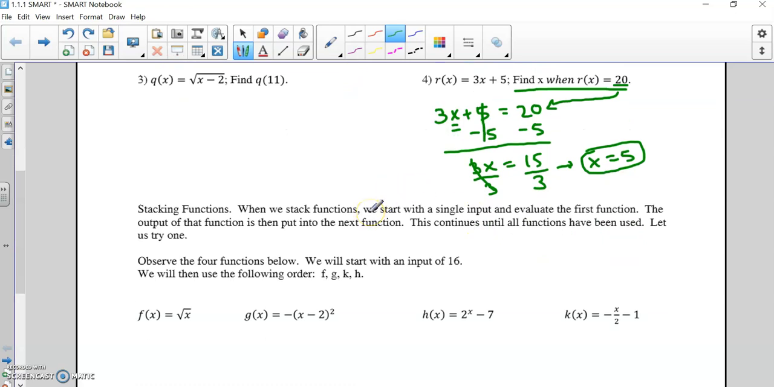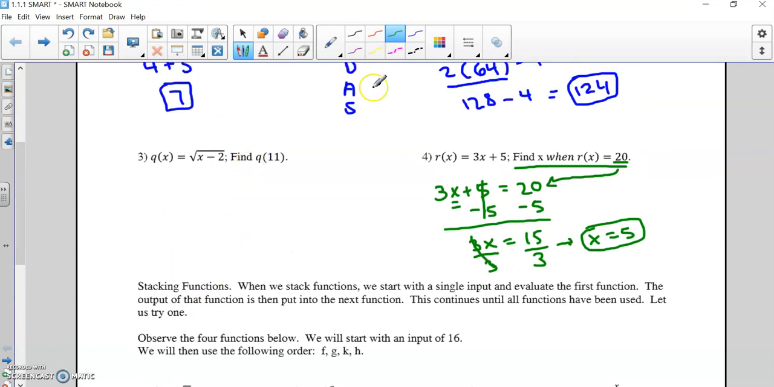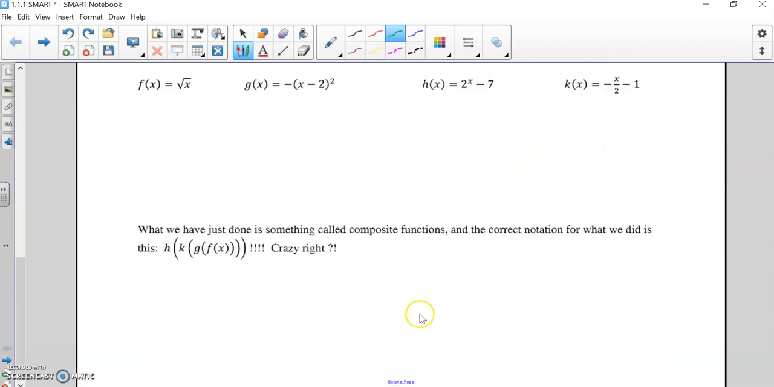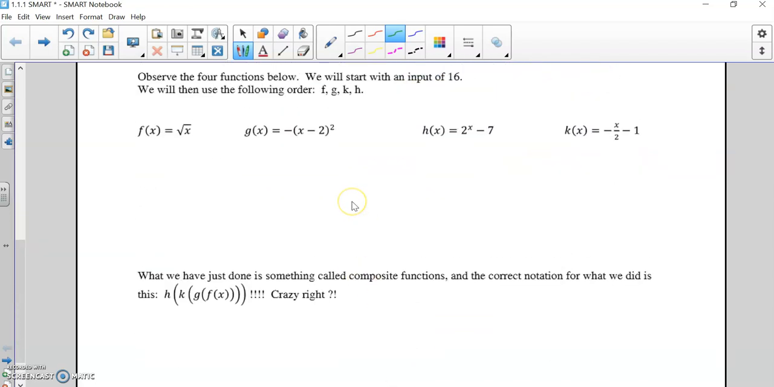Alright, so finally we're going to go ahead and see what stacking functions look like. We're going to start with an input of 16. So kind of like what we did in these first two problems, we're going to take the number 16 and insert it into a function. We're going to go f, g, h, and then k. So I'll plug 16 in for x, and that's just going to give me an answer of 4 because I took the square root of 16.